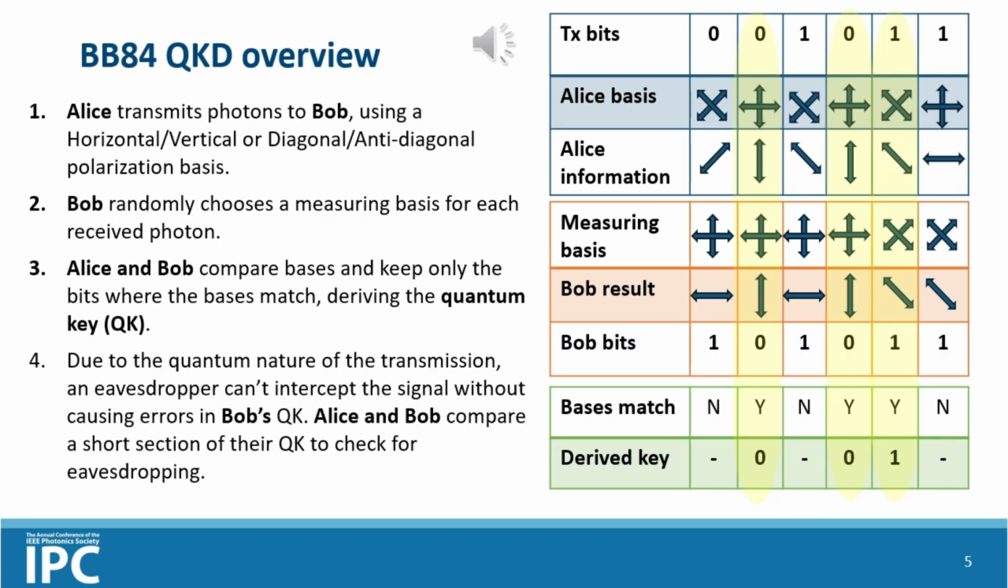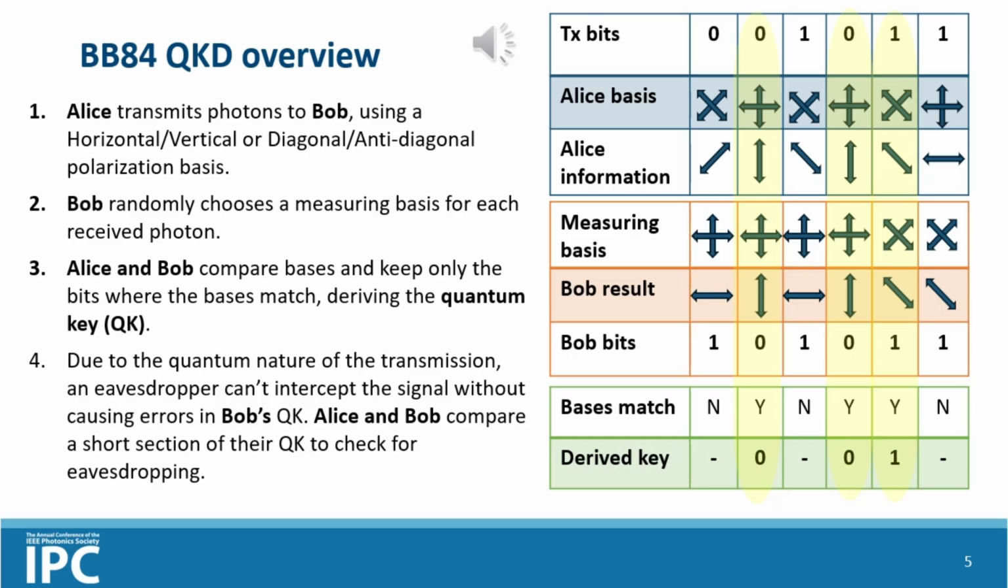Here I present a short and simplified overview of the BB84 QKD protocol that is used in this work. So Alice at the transmitter will send photons to Bob at the receiver. Alice will choose either horizontal or vertical polarization to represent the zeros and ones, or a diagonal and anti-diagonal polarization basis. Bob will not know what basis Alice has been using, so he will randomly choose which basis to use for each received photon. Afterwards, once the exchange of information is complete, Alice and Bob will compare the bases that they used, and they will keep only the bits where their bases matched.